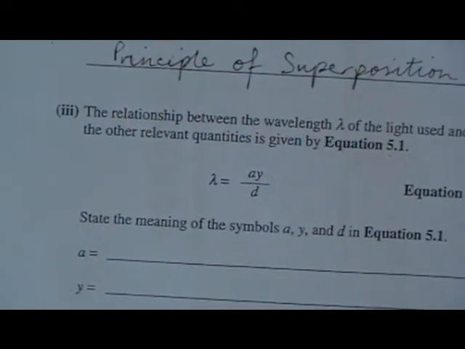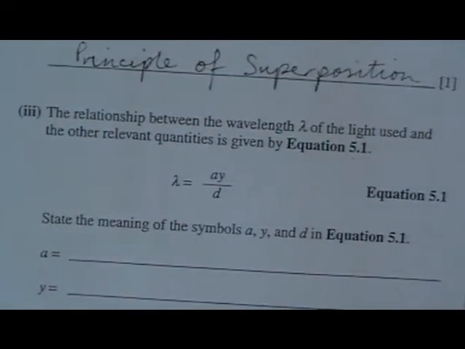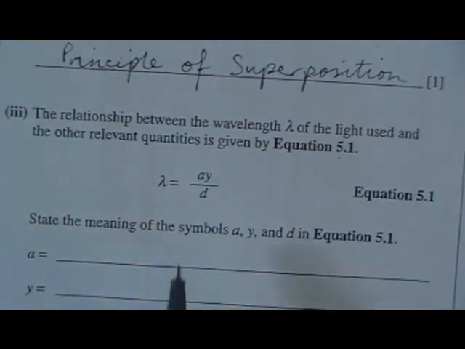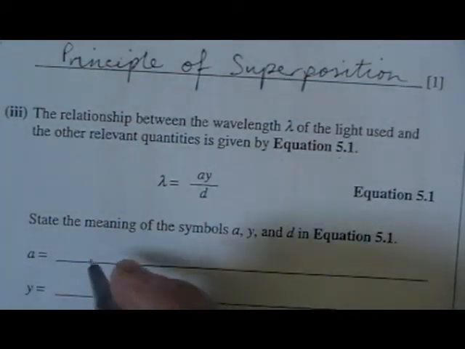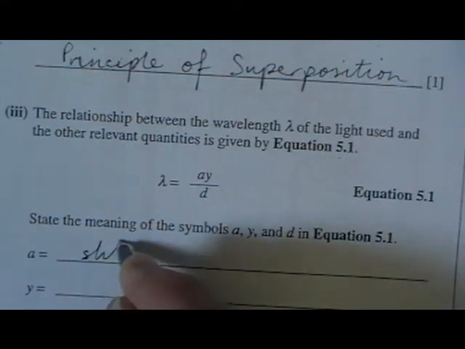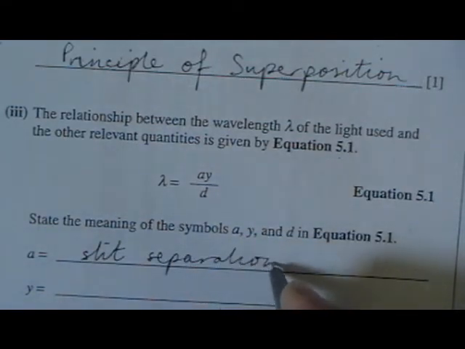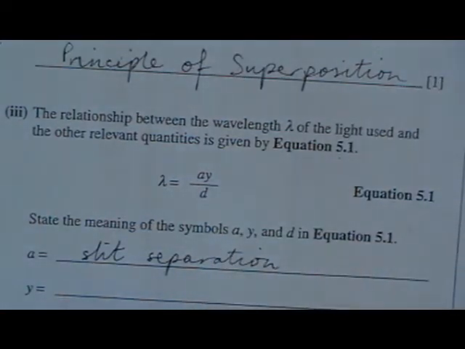The relationship between the wavelength lambda of the light used and the other relevant quantities is given by this equation: lambda is equal to ay over d. State the meaning of the symbols a, y and d. So in this one here, a is the slit separation. That's the distance between the double slits. So the slit separation. y is the fringe separation.